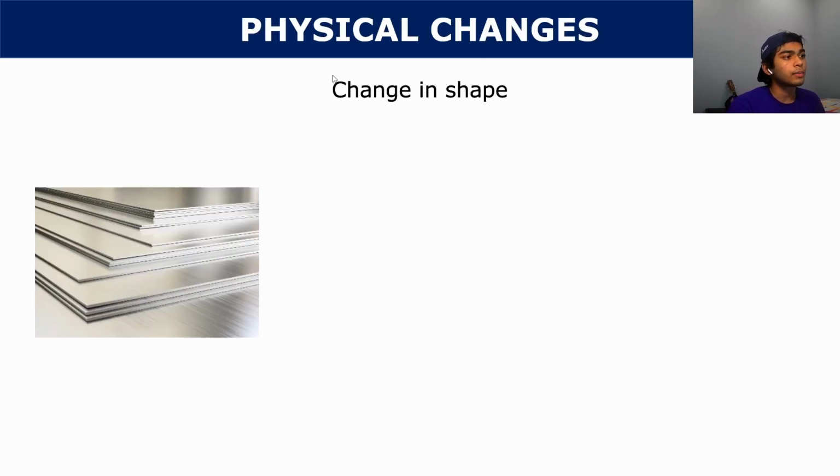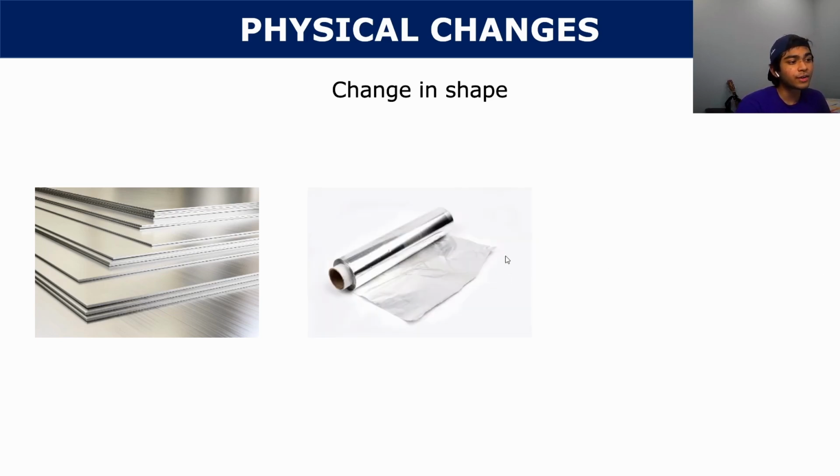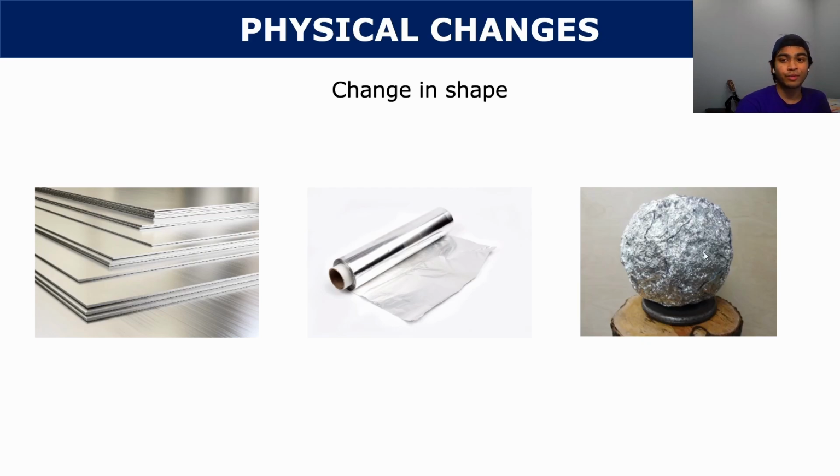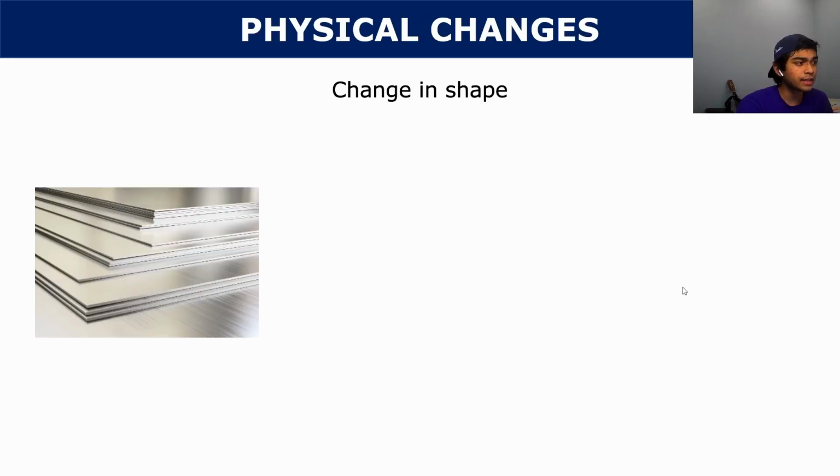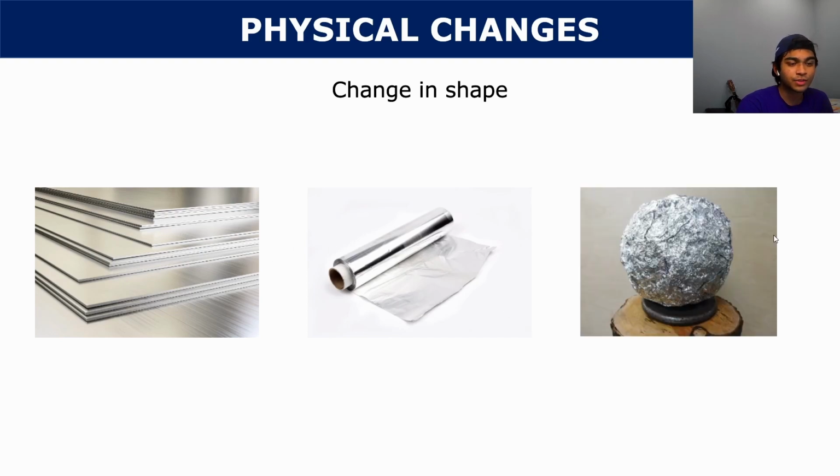So remember, a physical change can be something like a change in shape. For example, you have these sheets of aluminum that you can make even thinner and you get aluminum foil. Aluminum foil is mostly aluminum. There's some other stuff in it, but you basically just take a bunch of aluminum and you make it really, really thin. And you can take that aluminum and you can make a ball of aluminum. You're changing the shape, but at the end of the day, it's just aluminum. So a physical change includes no change in composition. And in this example, you have aluminum and you still have aluminum.